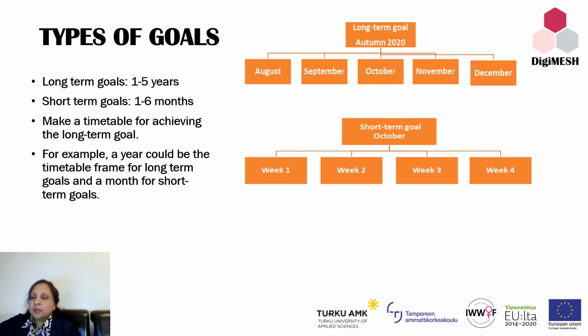The goals may be long term and also short term. It is good to fix the long term goal first and divide it into short term goals. It is also important to make a timetable for achieving the long term goal. For example, a year could be the timetable frame for a long term goal, and a month for a short term goal.